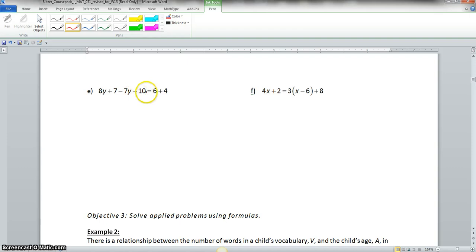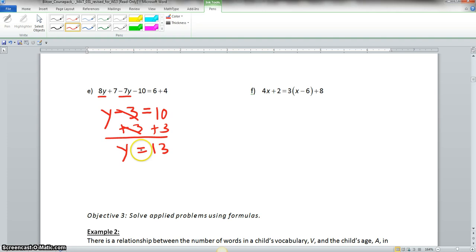Now we first need to combine like terms on both sides and then go and solve to get the variable by itself. 8y minus 7y would just leave y. 7 minus 10 would give a minus 3. And it equals to 6 plus 4 is 10. Now, to get y by itself, we need to add 3 on both sides. And you will have y, these 3's will simplify out, is equal to 13. And that is your final answer.